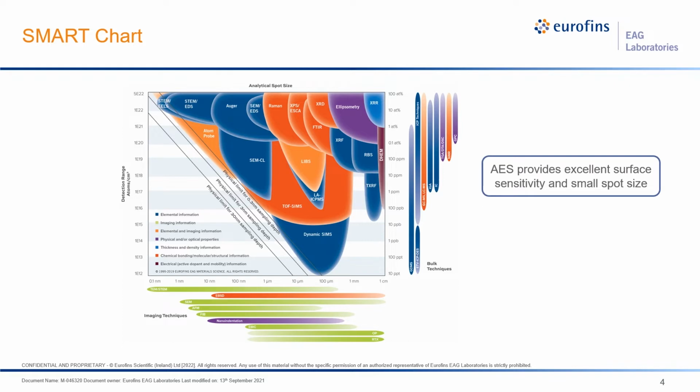So where does Auger fit in? As you can see, it's one of the stars of the smart window here, pushing the envelope for spot size to the left, where not many other techniques dwell. Its minimum spot size is roughly 10 nanometers or so. The concentration range is about 3 decades, with the best detection limit hovering around 0.1% atomic.